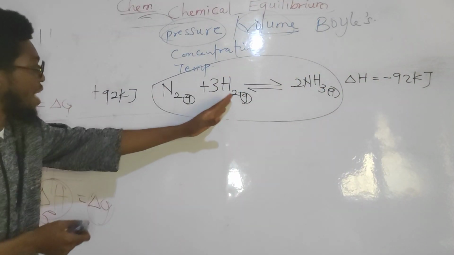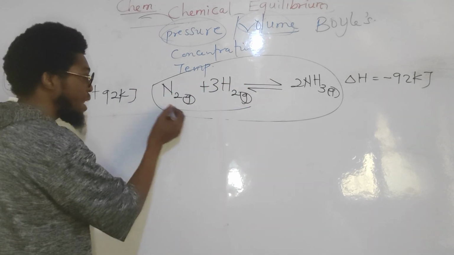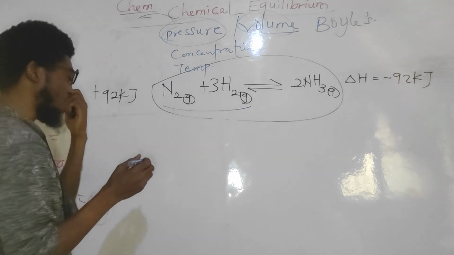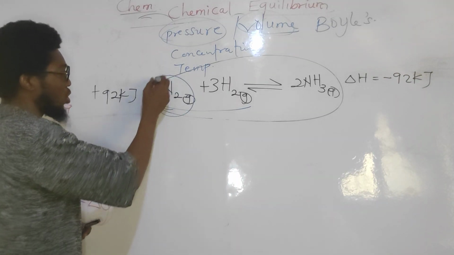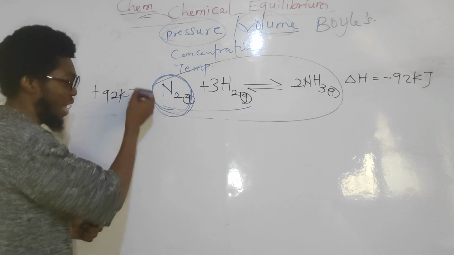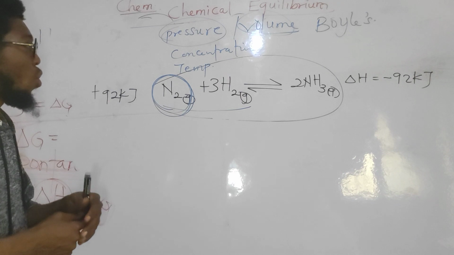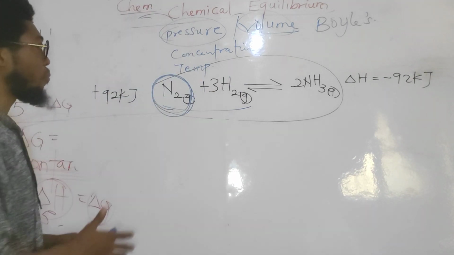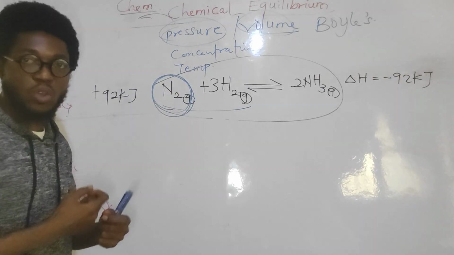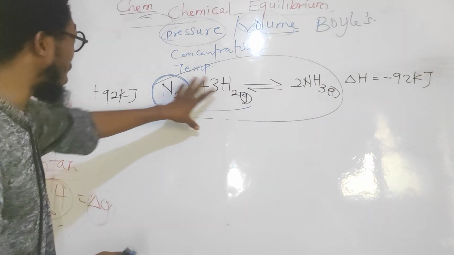And when I say here is favored or that place is favored, if here is favored, anybody here will increase. For instance, they can ask questions. How can I increase the production of nitrogen? If I want more nitrogen, what should I do? Should I increase temperature or decrease temperature? Where is that guy they're asking you about? Is it on the right hand side or on the left hand side? It's on the left hand side.